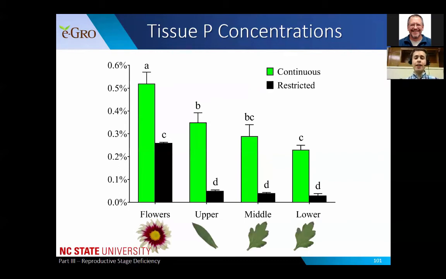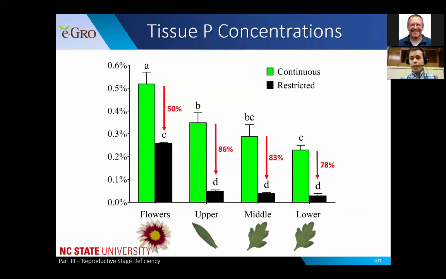And again, this is in a plant that was not displaying any phosphorus deficiency symptoms. This is the natural tendency of distribution of phosphorus within the plant. But again, if you look at the black bars this time, you can see that the flowers, although they had less phosphorus than the continuous phosphorus plants, they still had a significantly greater concentration of phosphorus than the upper, middle, or lower leaves. And in fact, all of the foliar tissues had similar levels of phosphorus when compared with the flowers of these plants.